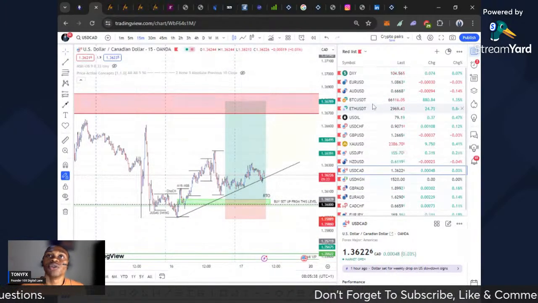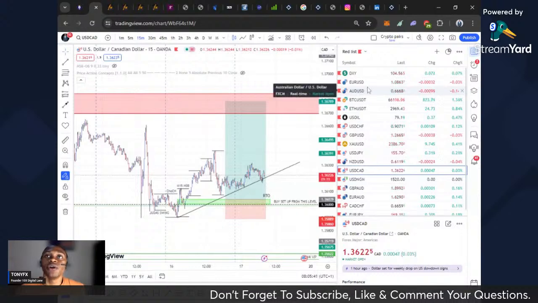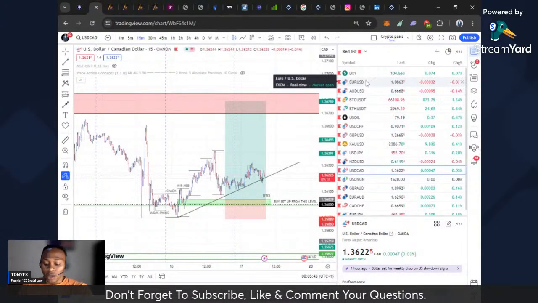One trade is all you need. That's what I see currently.